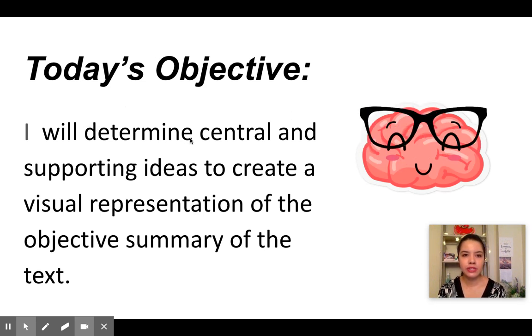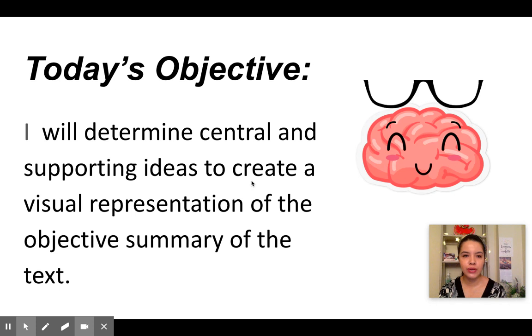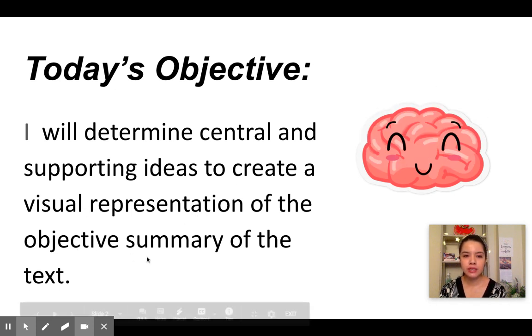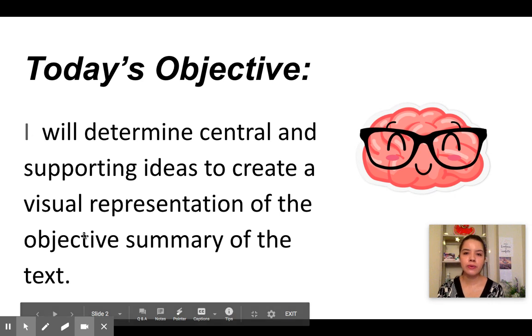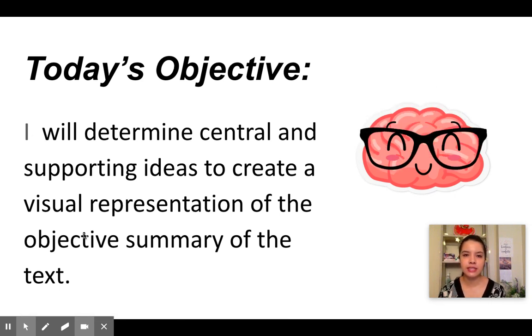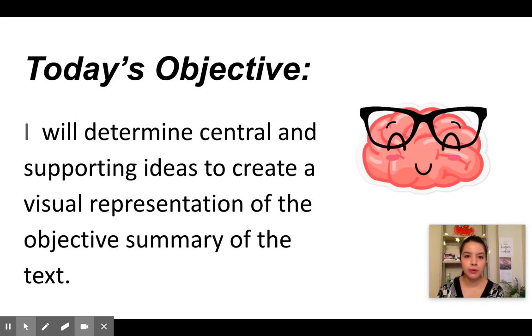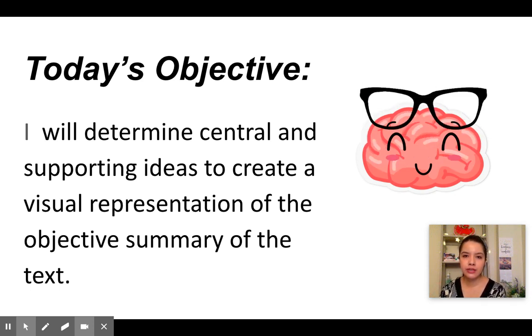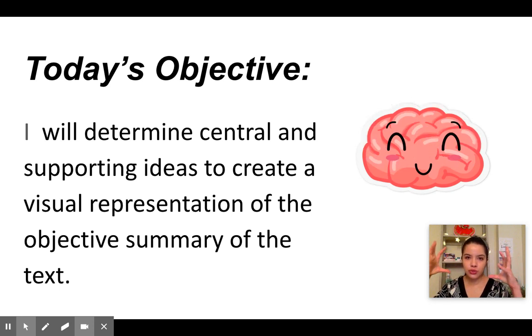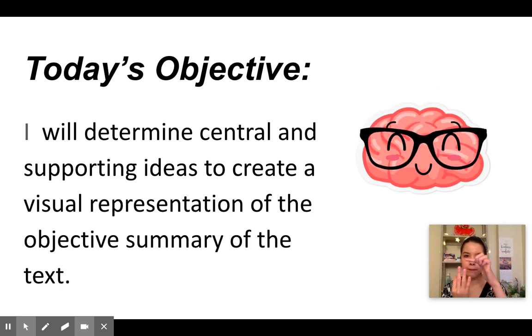So our objective: I will determine central and supporting ideas to create a visual representation of the objective summary of the text. Before we write, we're going to start visualizing some of these ideas that we've already been doing whenever we reread and close read. Our charts have been training us to better understand what it takes to go back and find those central ideas. And remember, we said that a text could have more than one central idea, right? Today, we're going to take those skills and try to smoosh all those great facts and find at least three main sections that we want to highlight so that we can summarize those in this comic strip.